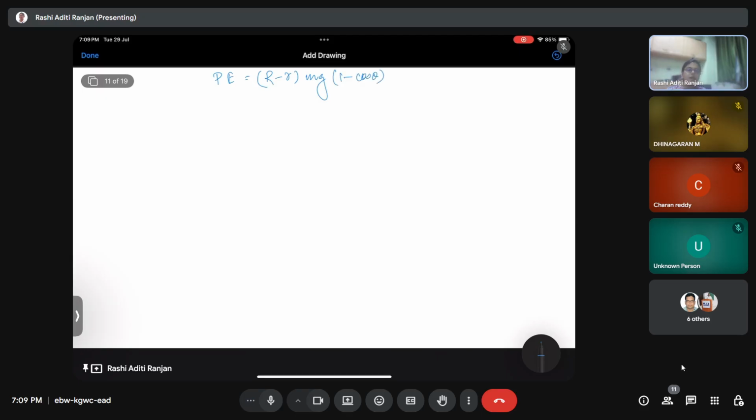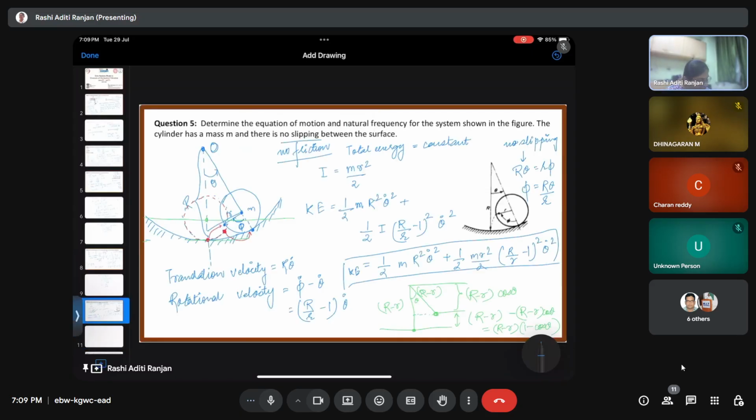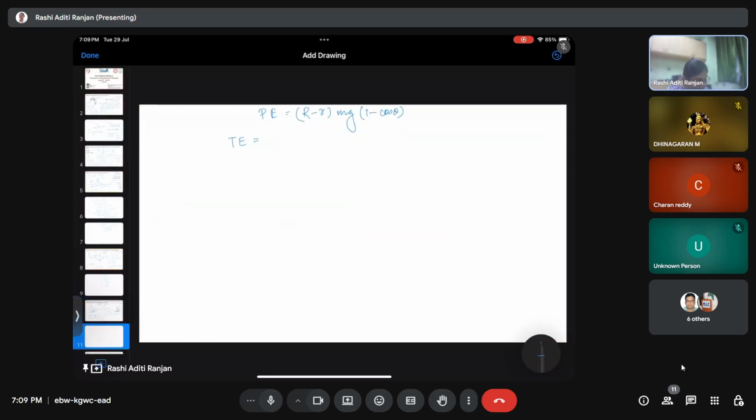Now I know the kinetic energy and I know the potential energy. So I will write the total energy, which is half m capital R square theta dot square plus half m r square by 2 times capital R by small r minus 1, square, theta dot square, plus capital R minus small r times mg times 1 minus cos theta.